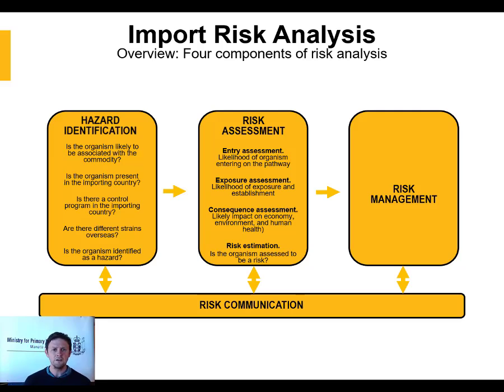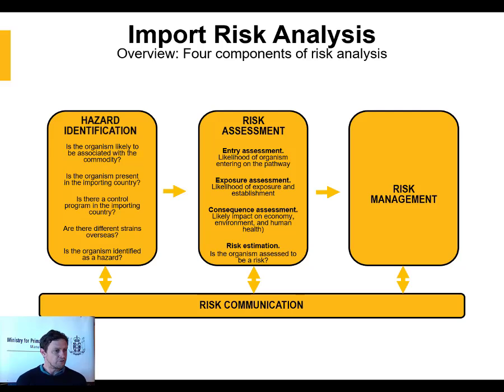The third activity in the risk assessment process is what we call a consequence assessment. And this essentially describes the relationship between the exposure to the hazard, the consequences of those exposures, and their likelihood.